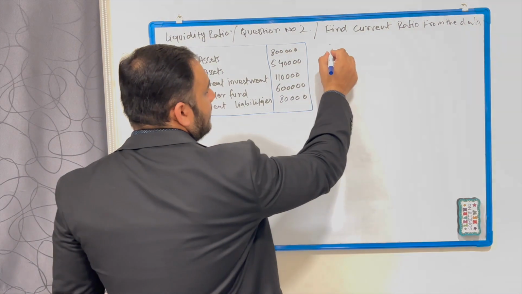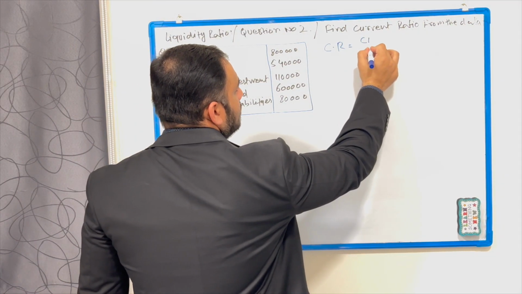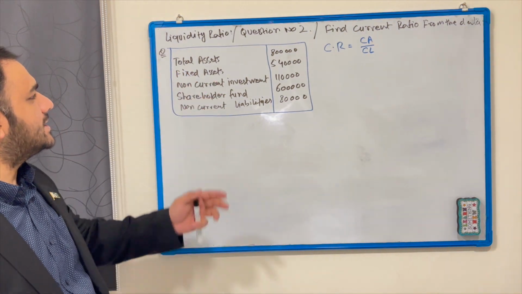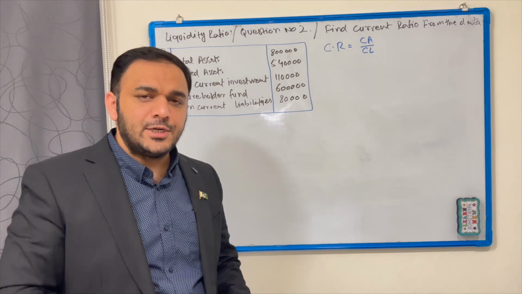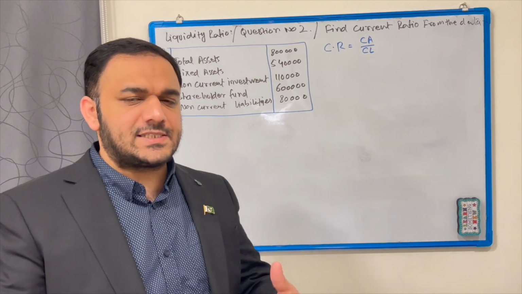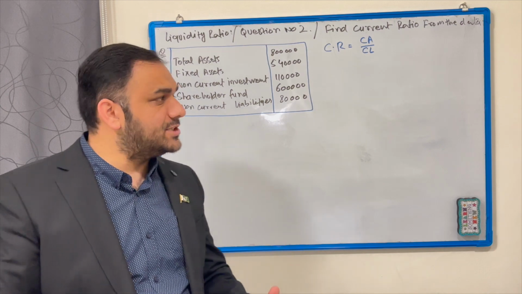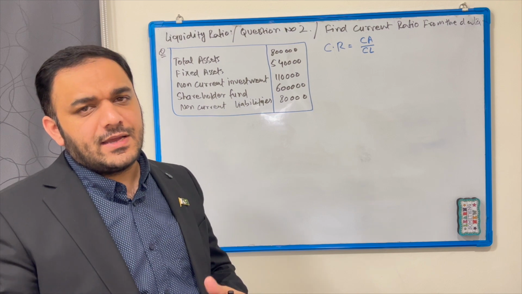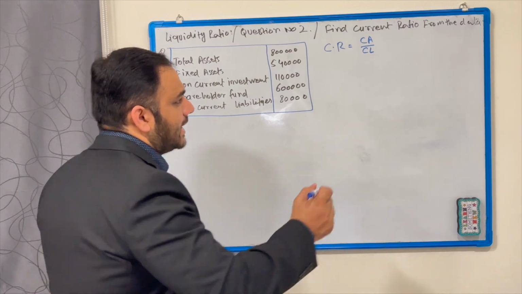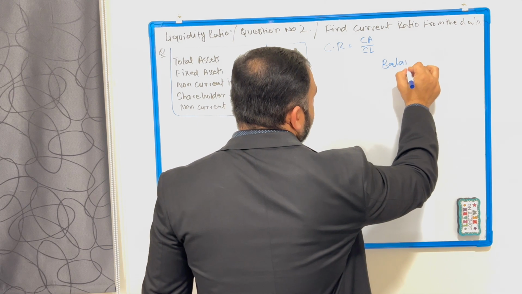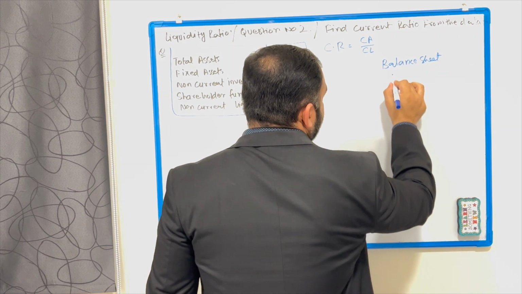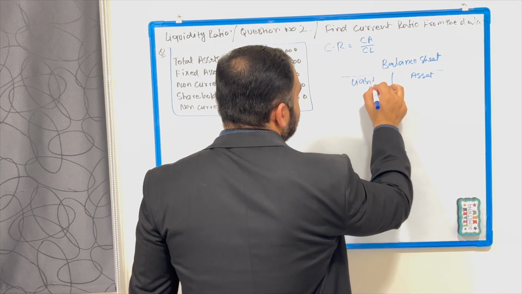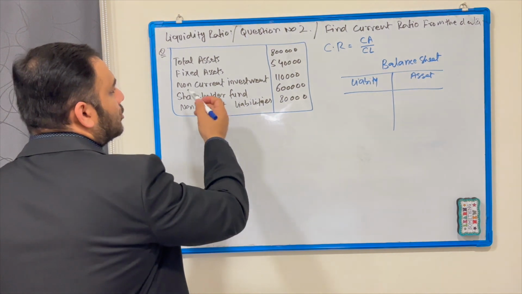What is the formula for current ratio? Current ratio equals current assets over current liabilities. But here we cannot see properly current assets and current liabilities. For that, to find out those particular assets and liabilities, we should make a balance sheet. In these types of questions, you will find the current assets and current liabilities from the balance sheet. So let's see how we will make that. Here if we say balance sheet, this is your asset side, this is your liability side, and we can see here total assets are given.